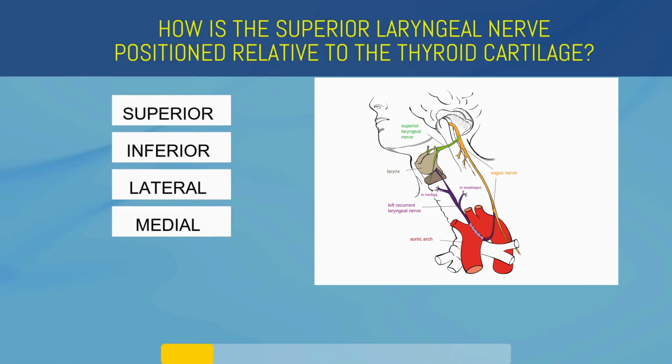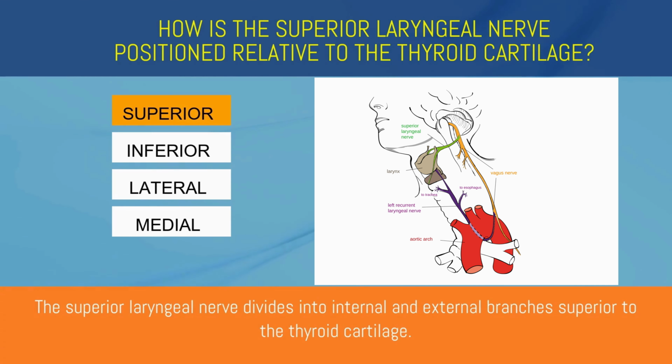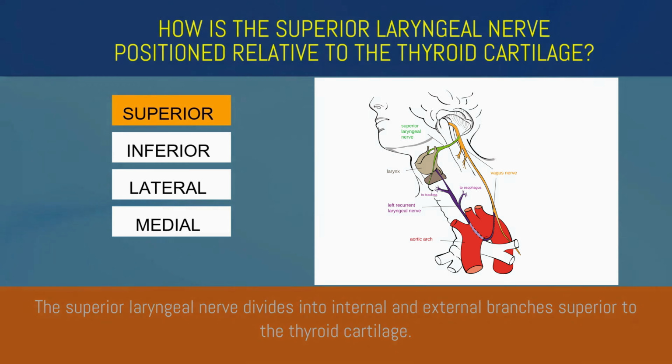How is the superior laryngeal nerve positioned relative to the thyroid cartilage? Superior, inferior, lateral, or medial? Superior. The superior laryngeal nerve divides into internal and external branches superior to the thyroid cartilage.